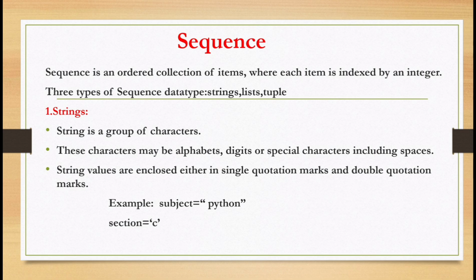Strings will always be represented in either single quotes or double quotes. Look at the example. Subject equals Python is represented using double quotes, and section equals C is represented using single quotes. So these are the examples of string.